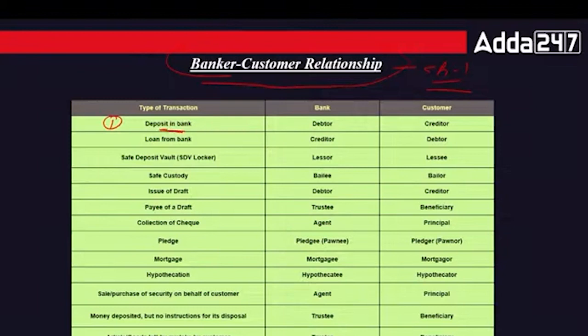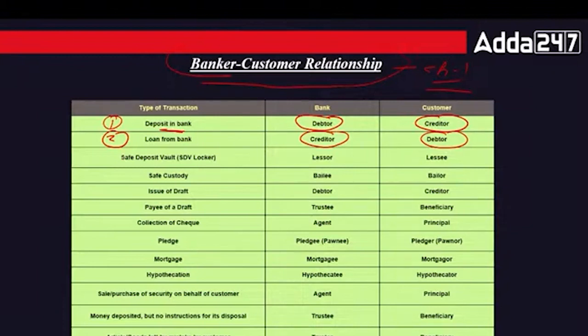Suppose I am the customer and I am depositing my money into the bank. I just have the saving account and I'm depositing my money into the bank. So here the bank becomes the debtor and I become the creditor in this case. And suppose the second case is I am going to take a loan from the bank. Now I am the borrower and the bank is the creditor in this case. I am the debtor because I am taking the money from the bank. So I am the borrower here. That is a loan from the bank.